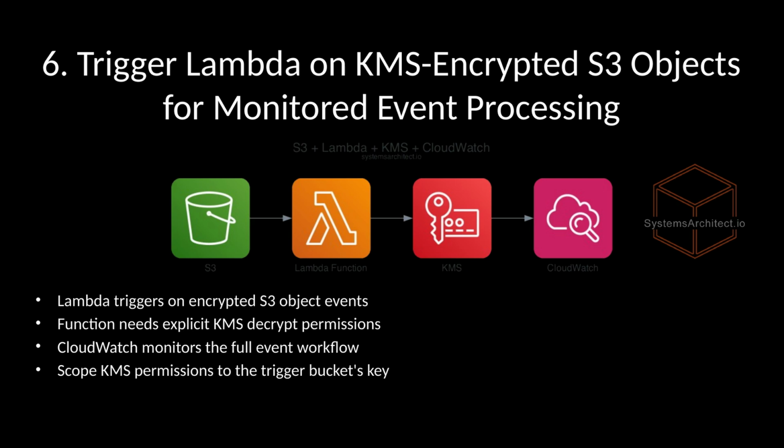Lambda functions trigger on KMS encrypted S3 objects. Each function needs explicit KMS permissions to decrypt what it's processing. CloudWatch then monitors the whole workflow from the trigger through execution to any downstream writes. It suits secure document processing or media transcoding. Scope the Lambda role's KMS permissions to only the trigger bucket's key.